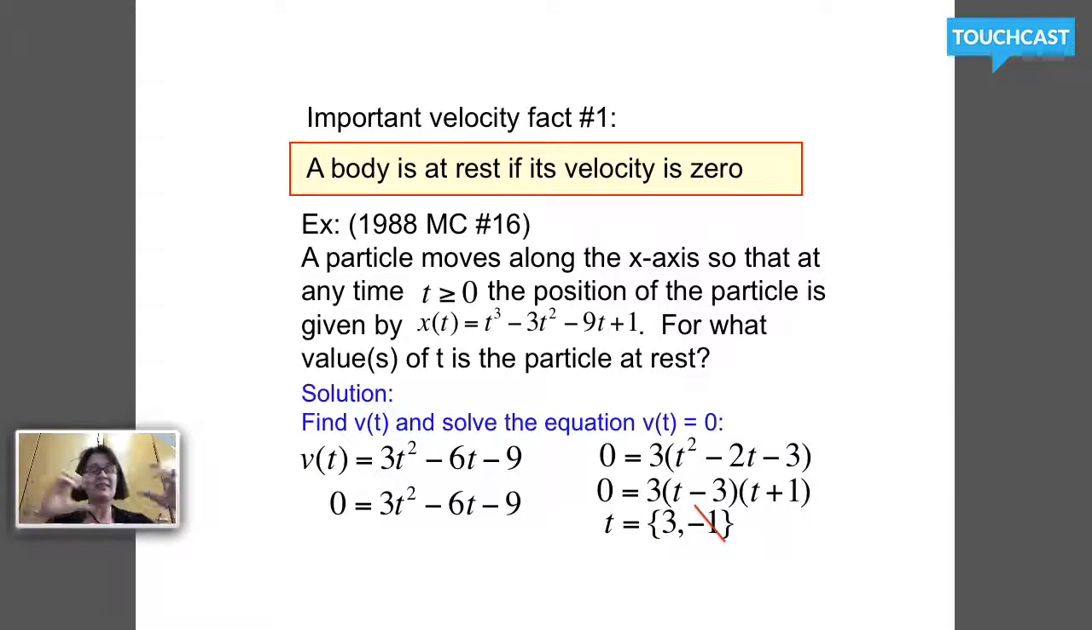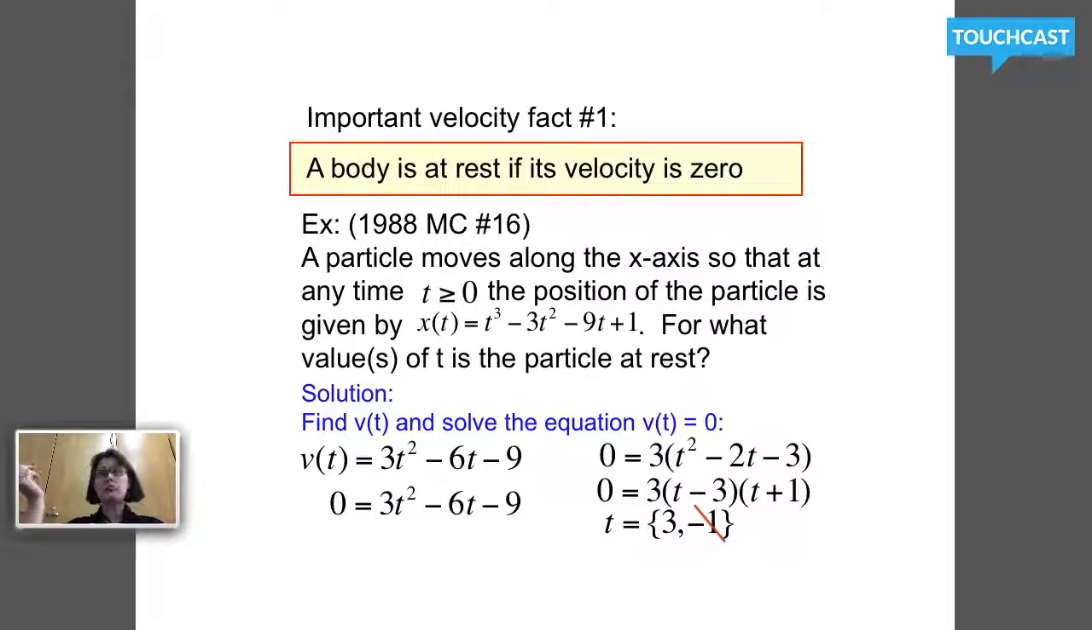I've set my velocity equal to 0. I noticed that 3 is a factor. T squared minus 2t minus 3. That's about the level of factoring you'll be expected to do on the AP test. So my new equation, 3 times the quantity t minus 3 times the quantity t plus 1. The step that's not shown here is that each of those factors I'm going to now set equal to 0. So either t minus 3 equals 0 or t plus 1 equals 0. I get two solutions, t equals 3 and t equals negative 1.